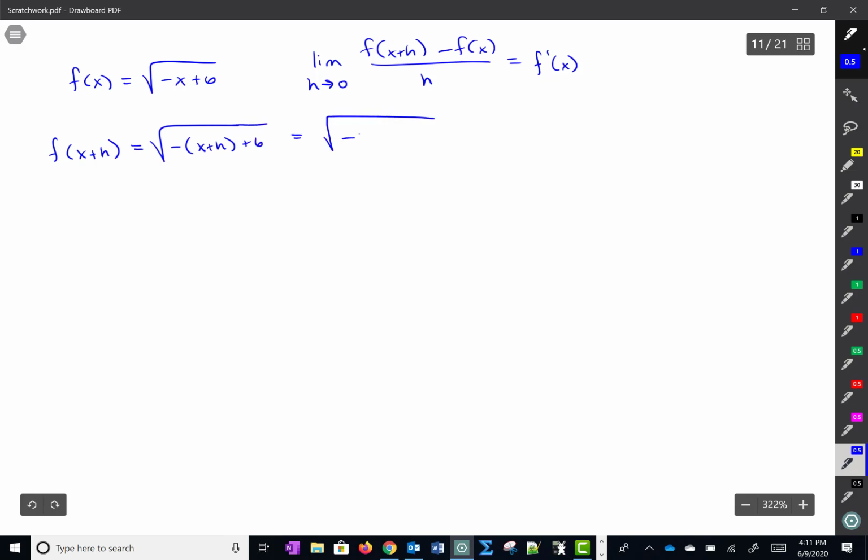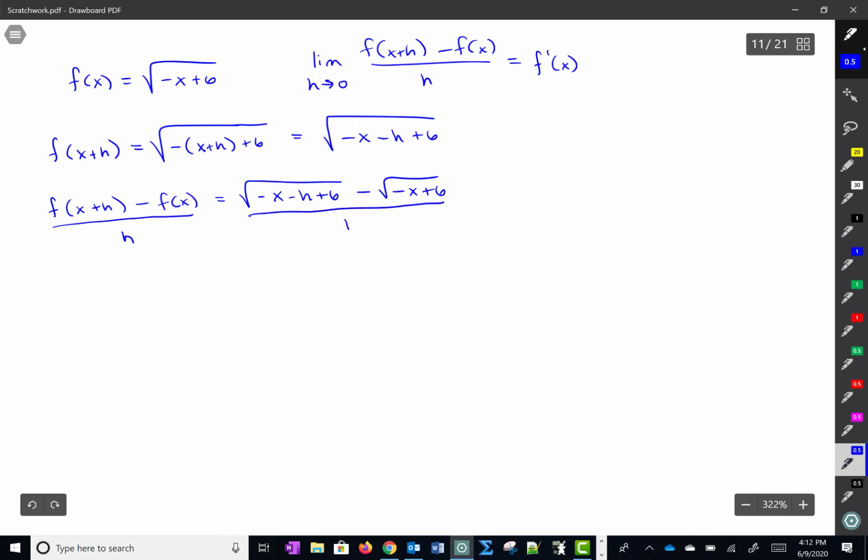So this would be the square root of negative x minus h plus 6. And then the next step is to take f of x plus h minus f of x, which in this case would just be the square root of negative x minus h plus 6 that I just found, minus the square root of negative x plus 6. And then we're going to need to divide everything through by h, and that's that. There are multiple blanks for this question, and this would be the answer to the first one.